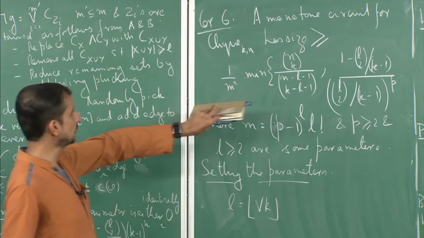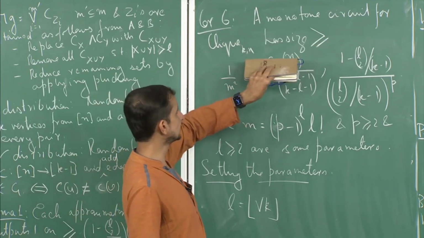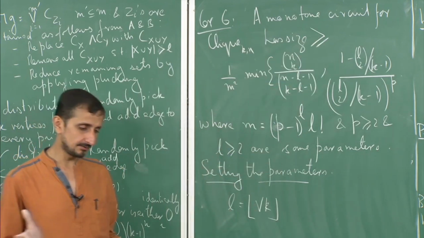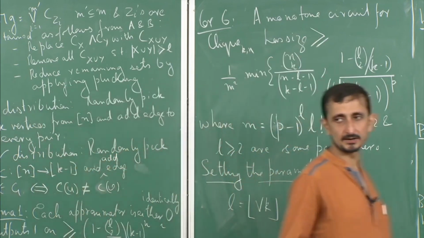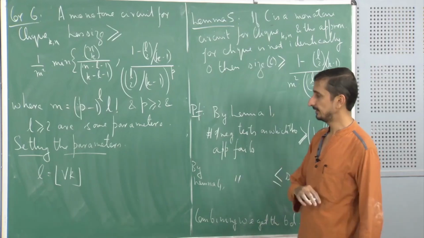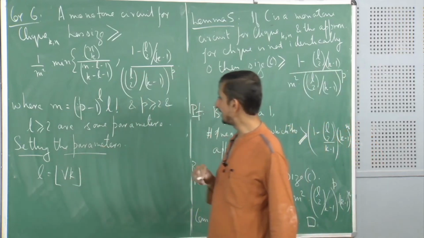So we are talking about a monotone circuit C which has size at least this. So suppose let C be the smallest sized monotone circuit for clique. Okay, so we want to argue about the smallest size circuit, that the size of that circuit is greater than something. Okay, so set L to be root k.